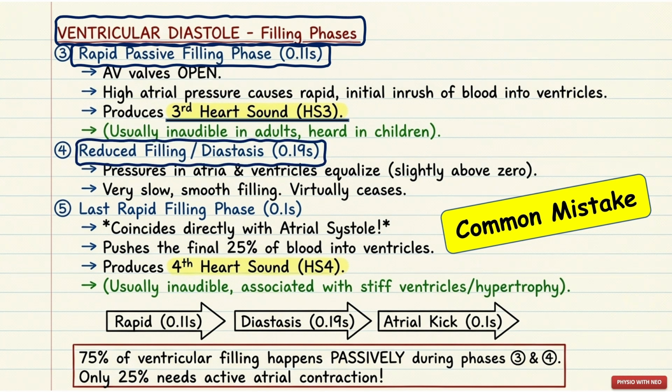The next phase is the reduced filling phase or diastasis of 0.19 second. Here the pressure in the atria as well as the ventricles equalizes and now the flow becomes slow and smooth. And at the end we have the last rapid filling phase of 0.1 second. As we have seen, it coincides with the atrial systole and it gives only 25% of the blood into the ventricles, and this produces the fourth heart sound.